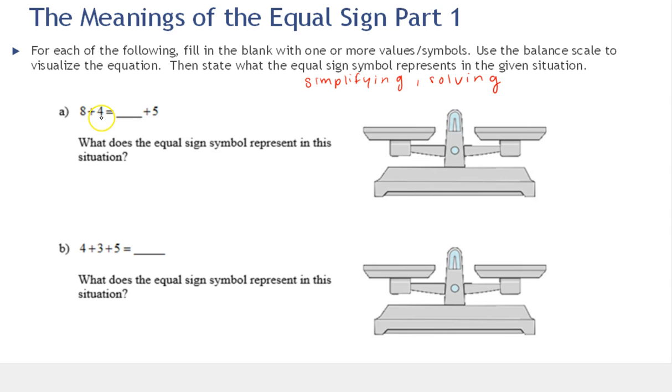So here, on this side, we have 8 and 4. And on the right-hand side, we have 5. And we want to find the value that would balance the scale. Notice 8 and 4 combined is 12. So we could think, what would I add to 5 to get 12? The answer would be 7. Then 7 plus 5 is 12, and the equation is balanced. So in this case, we were solving the equation for a missing value. We were balancing both sides.